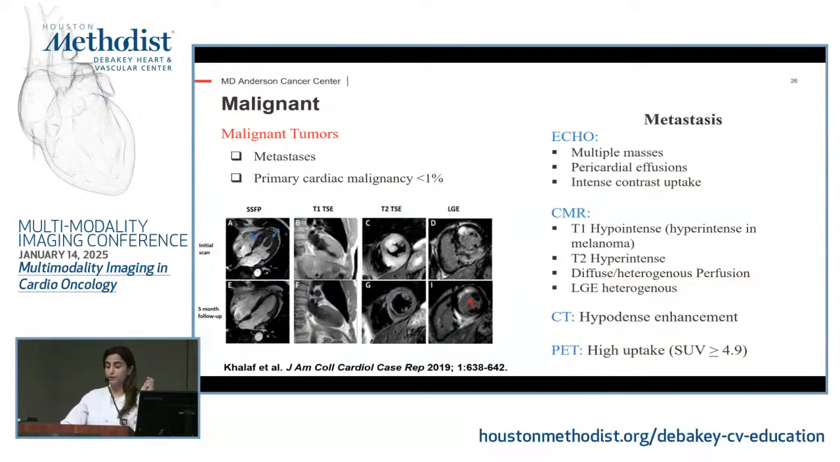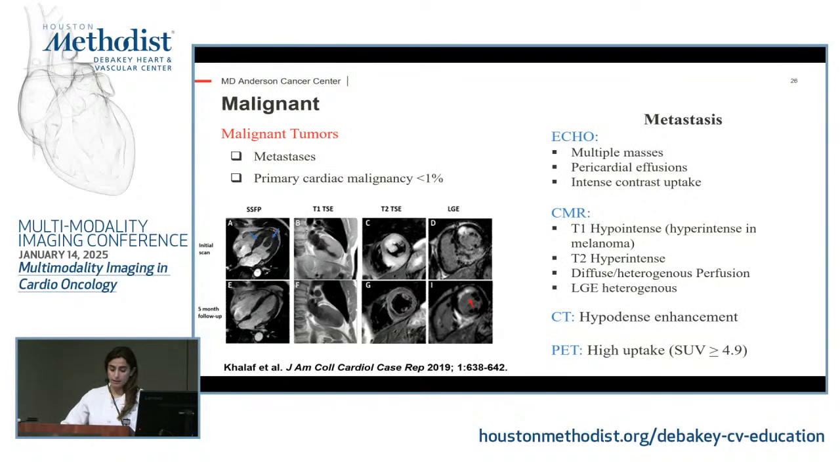There's usually a pericardial effusion with intense uptake when we give echo contrast. On CMR, metastases tend to be hypointense on T1 and hyperintense on T2. The exception to this is melanoma. Melanin acts as a T1 shortening agent, similar to gadolinium. So melanoma patients have hyperintense T1 signals and hyperintense T2 signals. Now, when we talked about metastases to the heart, the most common things that metastasize are actually melanomas, followed by lung, breast, and thyroid cancers.